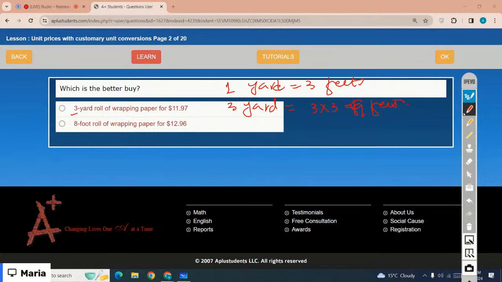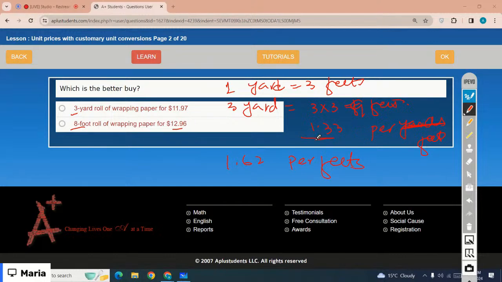11.97 divided by 9 equals 1.33. So for this one, it is 1.33 per yard, right? Now look at the second one, that is already in feet, divided by 8. So 12.96 divided by 8 is 1.62 per foot, not per yard, we have converted to per foot.